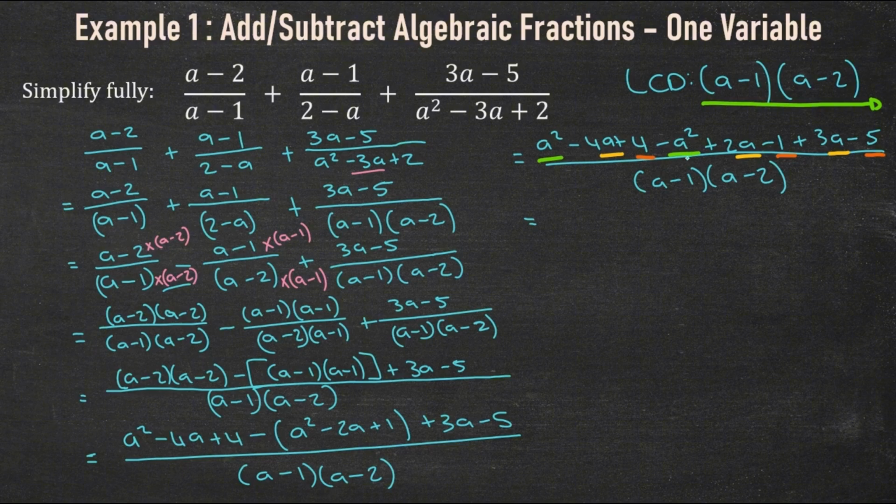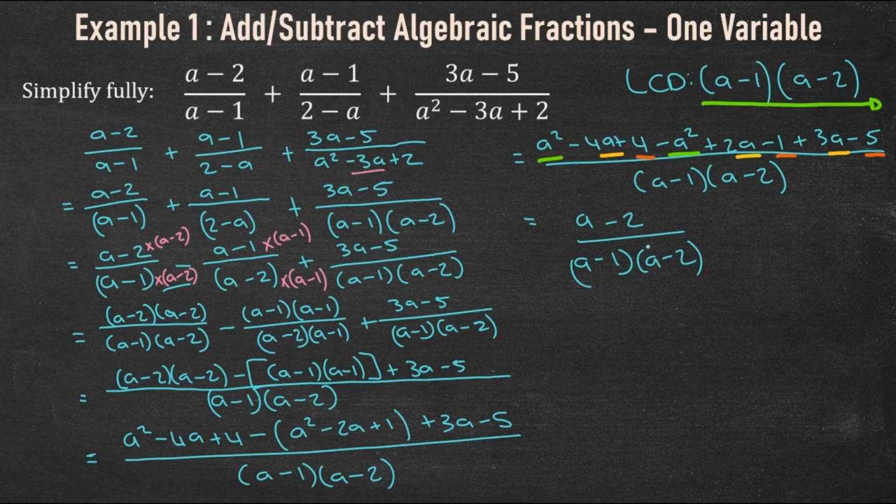I've got a squared minus a squared, so these two cancel. Let's have a look at the a's. Negative 4a plus 2a gives me negative 2a, and I add another 3a, that gives me a, or 1a. It's your choice. And now let's have a look at the numbers. We've got 4 minus 1 gives us 3, and 3 minus 5 gives us negative 2. And all over a minus 1, a minus 2, which is the denominator.